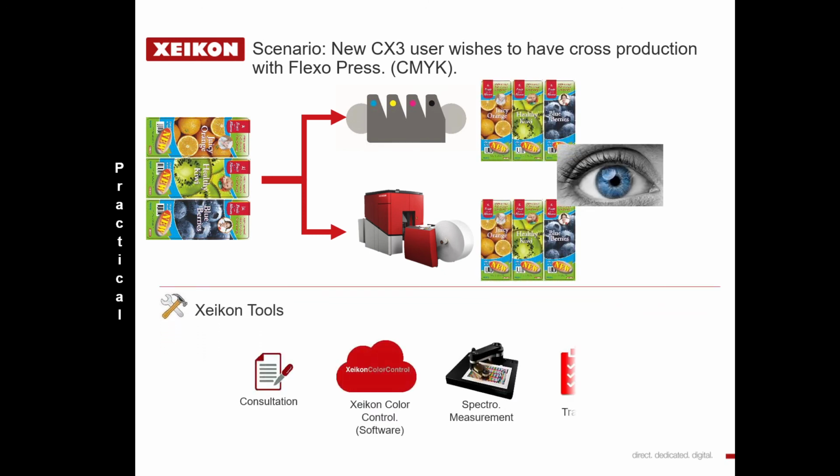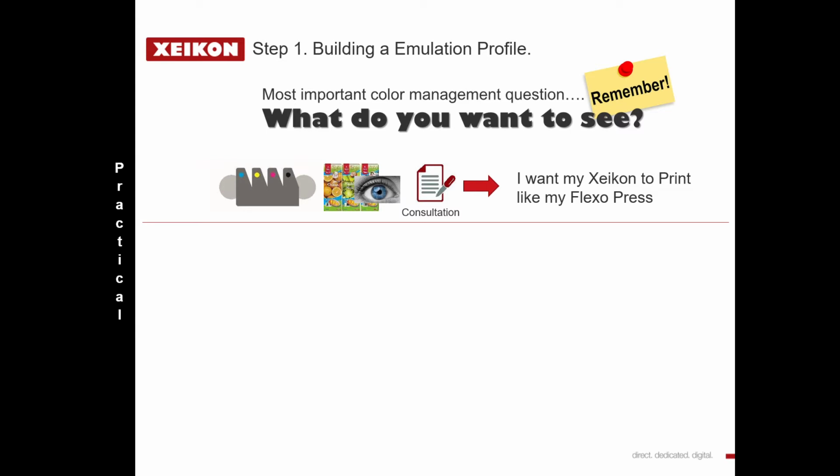And what tools do we need to perform this? Well, importantly, a consultation with the customer, and then we need the Xeikon Color Control software, we need an i1iO spectrophotometer, and we need to deliver some training to that customer as well. So let's have a look. Step one. Remember the most important thing, the question: what do you want to see? And after consultation, we figure out that what he wants to see is the print looking like his flexo press.